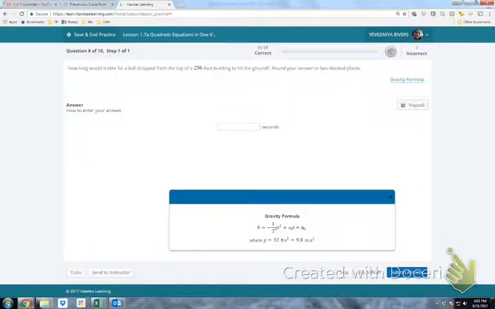They give you the gravity formula, which is right here. h equals -1/2 g t squared plus v sub 0 t plus h sub 0, where g is the gravity that's 32 feet per second squared, or 9.8 meters per second squared. How would we know which one to use? Well, in this case, we're given the height of the building in feet, so we are going to use the feet.